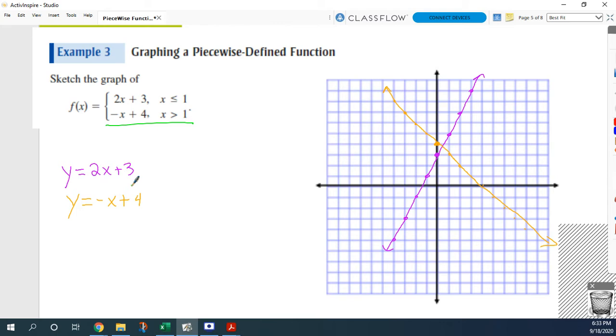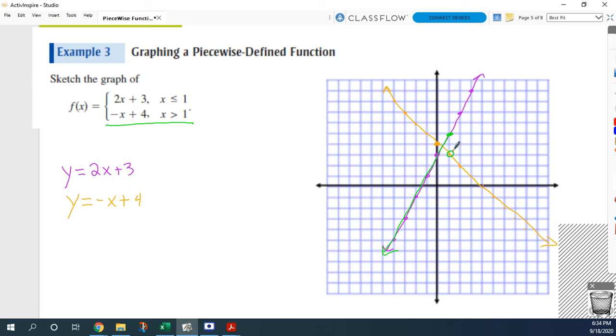I only want to use the part of 2x plus 3 where x is less than or equal to 1. So I'm going to go over to my 1, and I want to go up to my purple graph, and I want to use everything such that x is less than, which is going to be to the left, or equal to 1. And so I know that I'm basically using that whole left part of that graph. Then for my negative x plus 4, I want to use everything where x is bigger than 1. So again, I'm going to come to 1. I'm going to go to my orange graph this time.